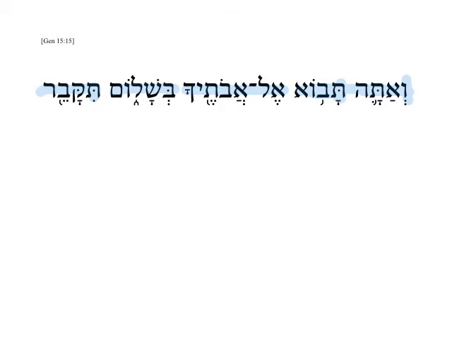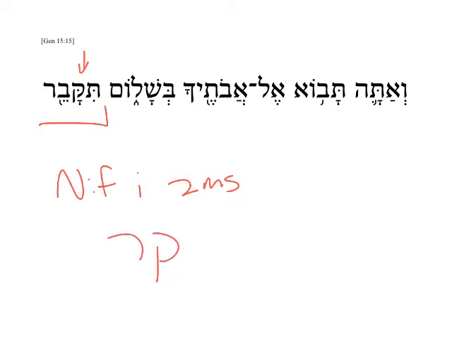Here we notice the imperfect form, and we have a dagesh in the kof. So we know we're looking at a Nifal imperfect form, and in this case it is a 2ms, for the Lord is addressing Abraham. So the root is kof beit resh, to bury, and in the Nifal imperfect it's "you will be buried."